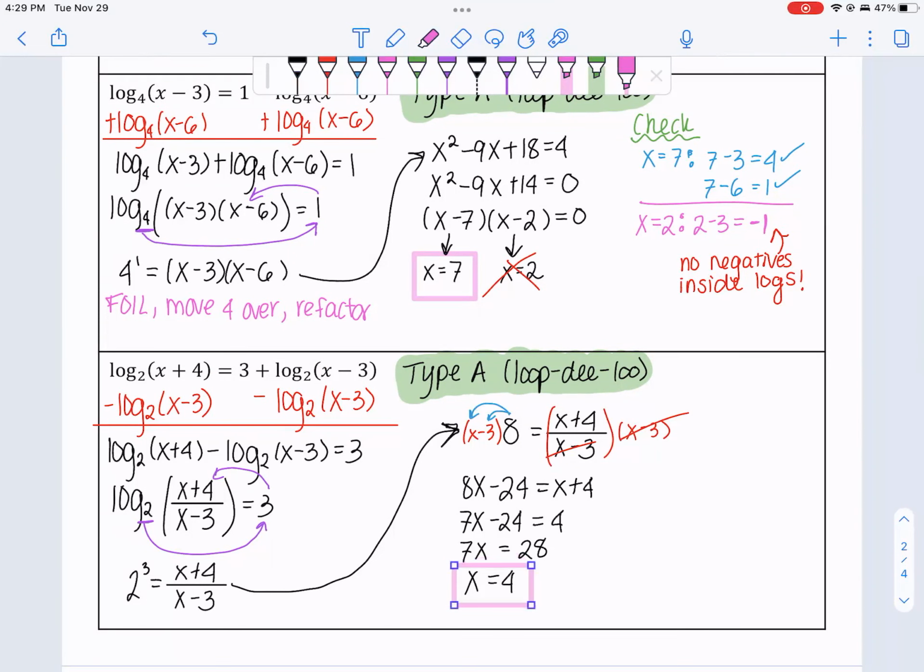But, you know, if I'm going to be a good teacher and set a good example, I suppose I will write it all out. It's good for us, right? So we're checking our answer, x equals 4, in the two different factors. So we have x plus 4 as a factor. We have x minus 3 as a factor. 4 plus 4 is 8. We're good. 4 minus 3 is 1. We're good.